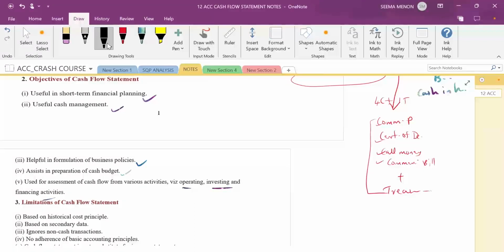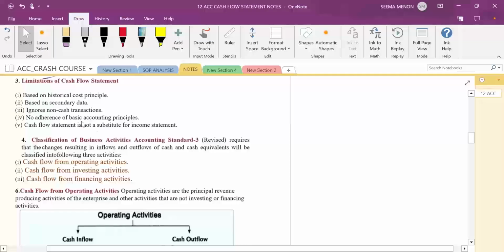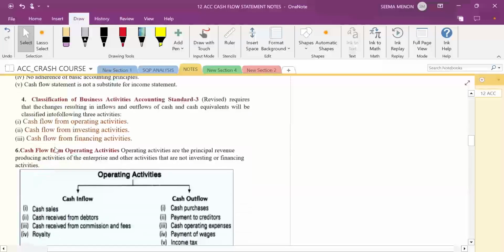Framing of cash budget, formulation of business policy. That is not a part of the cash book. And the fifth one: operating, investing, and financing activity. After coming into the limitation, once we prepare the cash flow statement, then only you will be able to understand the limitations. So let's understand what the various activities are.